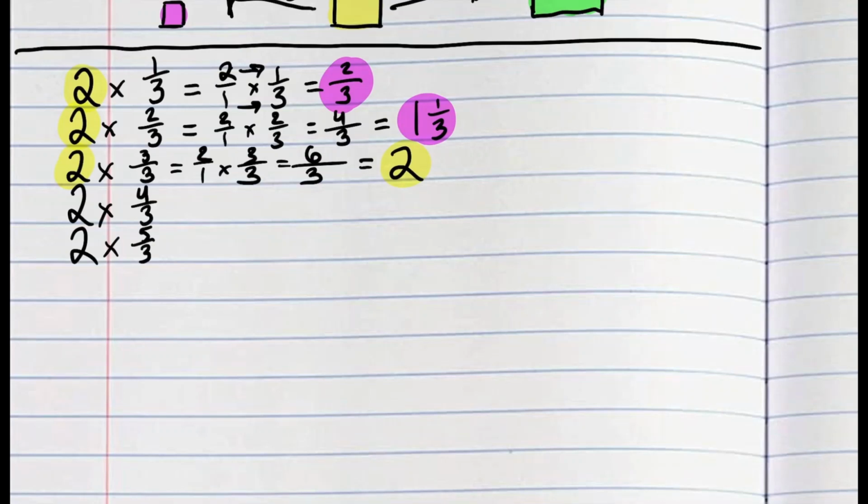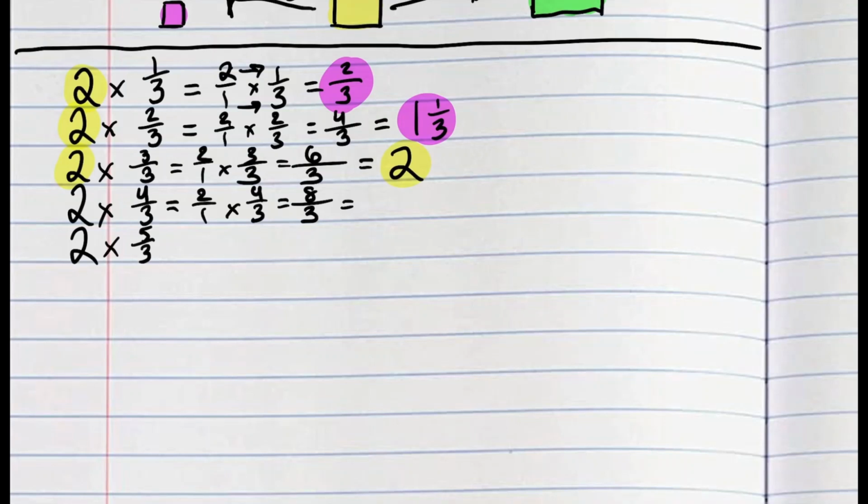So it looks like so far my fractions either get smaller or stay the same. Let's see if that pattern continues. Now I have 2 times 4/3. I'll write my 2 as a fraction times 4/3. 2 times 4 is 8. 1 times 3 is 3. Ooh, another improper fraction. All right.